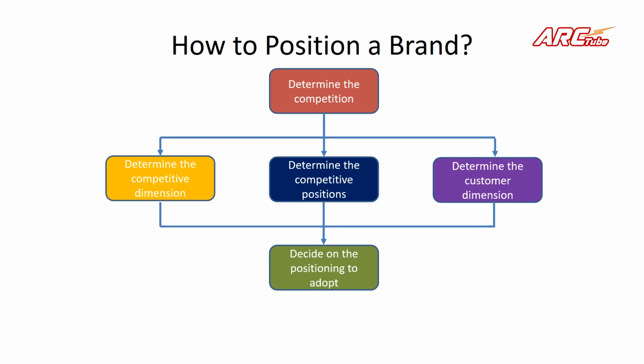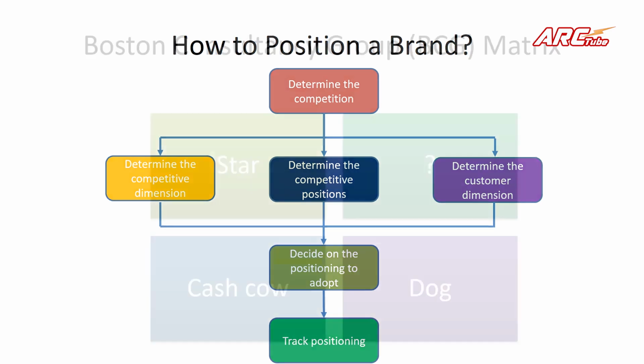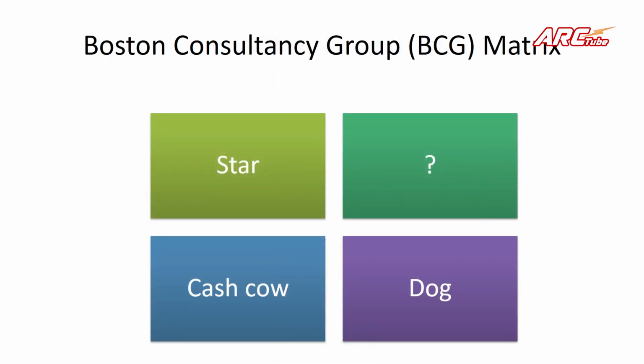Then what we will be doing last is tracking the positioning. You need to track the positioning in order to say whether it is over positioned, under positioned or correctly positioned. So that's about tracking. Then we are going to discuss portfolio planning, product portfolio planning.